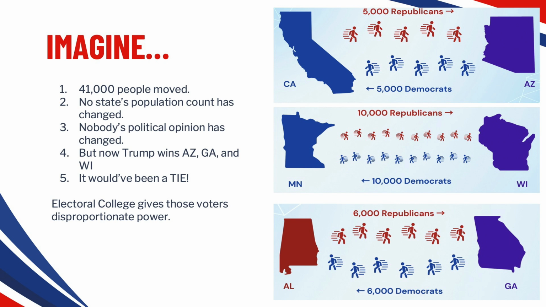No state populations have changed, and no individual person's political opinion has changed either. But now if you were to count the votes with just the 41,000 people that have changed, Trump would win Arizona, Georgia, and Wisconsin. And overall, the election would have been a tie in 2020. This just goes to say how these 41,000 people essentially dictate an election and have that disproportionate amount of power within an election.